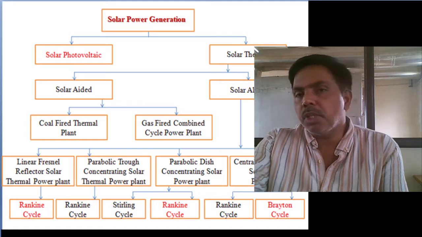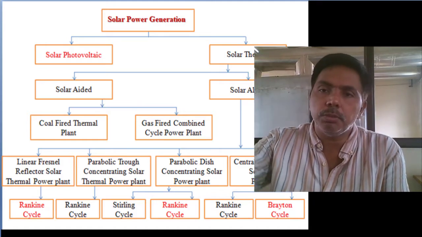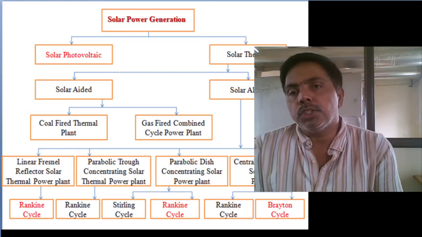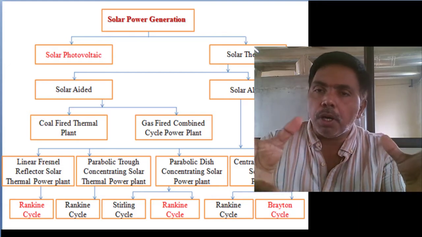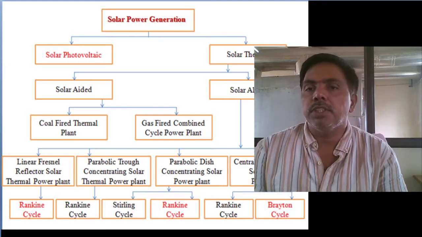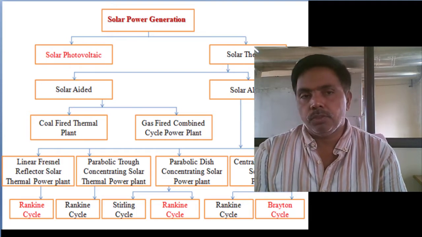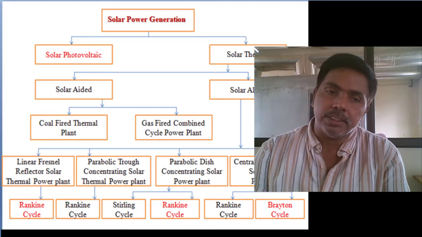Again, with that heat, the same thermal power plant will run. Once heat is available in the boiler, we can generate steam, it expands in the turbine, and rotation of the shaft produces electrical energy. These are the feasible methods for generation of electricity using solar energy, different harvesting methods for indirect generation of electricity.